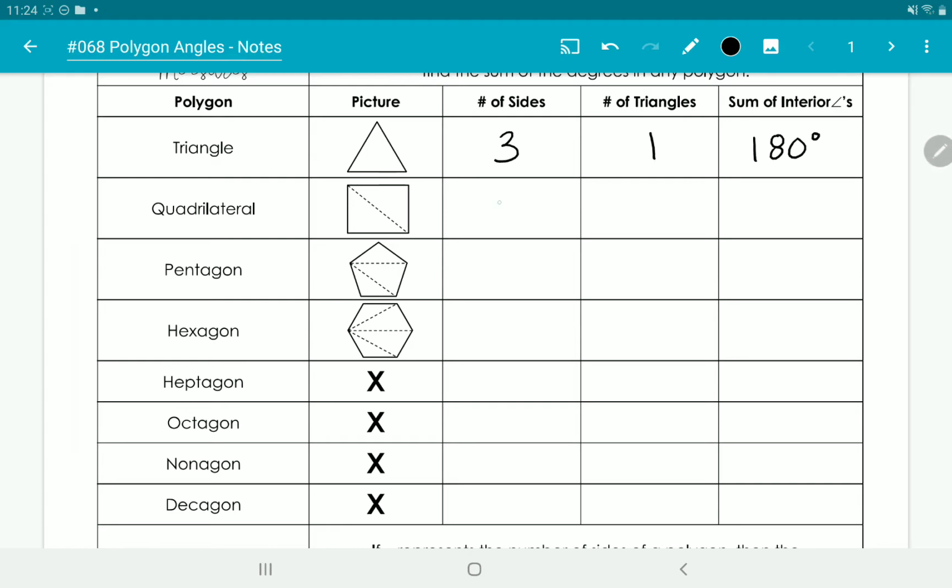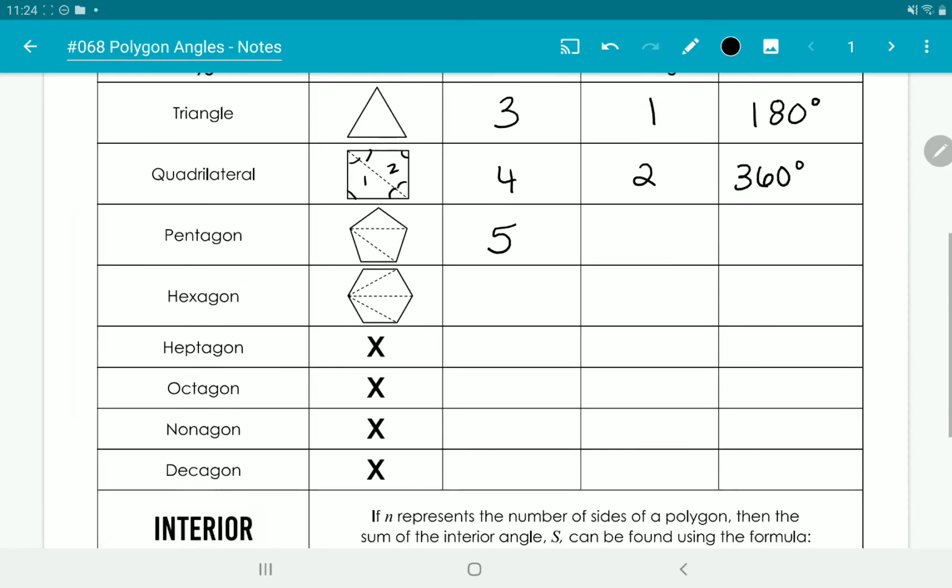Quadrilateral, so it's a 4-sided figure, any kind of 4-sided figure, like a square, trapezoid, rectangle, any of those, okay? If you see here, we drew this little line from corner to corner, this diagonal line, that made 2 triangles. So now that we have 2 triangles, we're going to just do 2 times 180. Each triangle has 180, so if we do 2 times 180, we get 360. So for each triangle in the shape, there's 180 degrees in the interior angles.